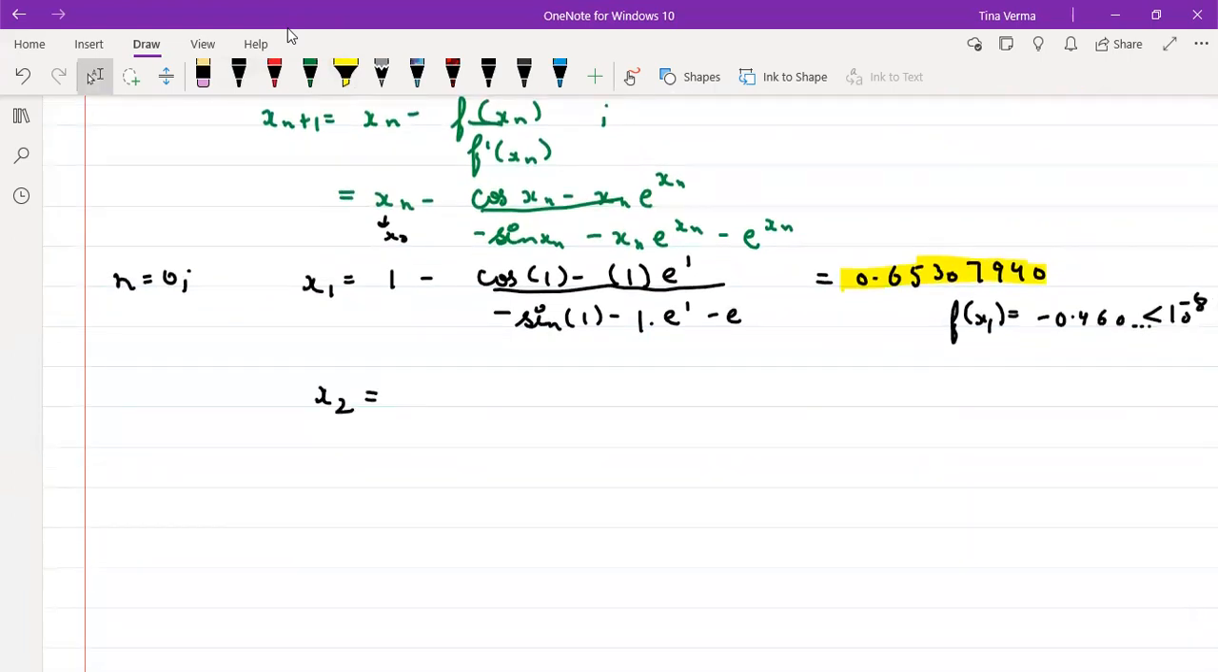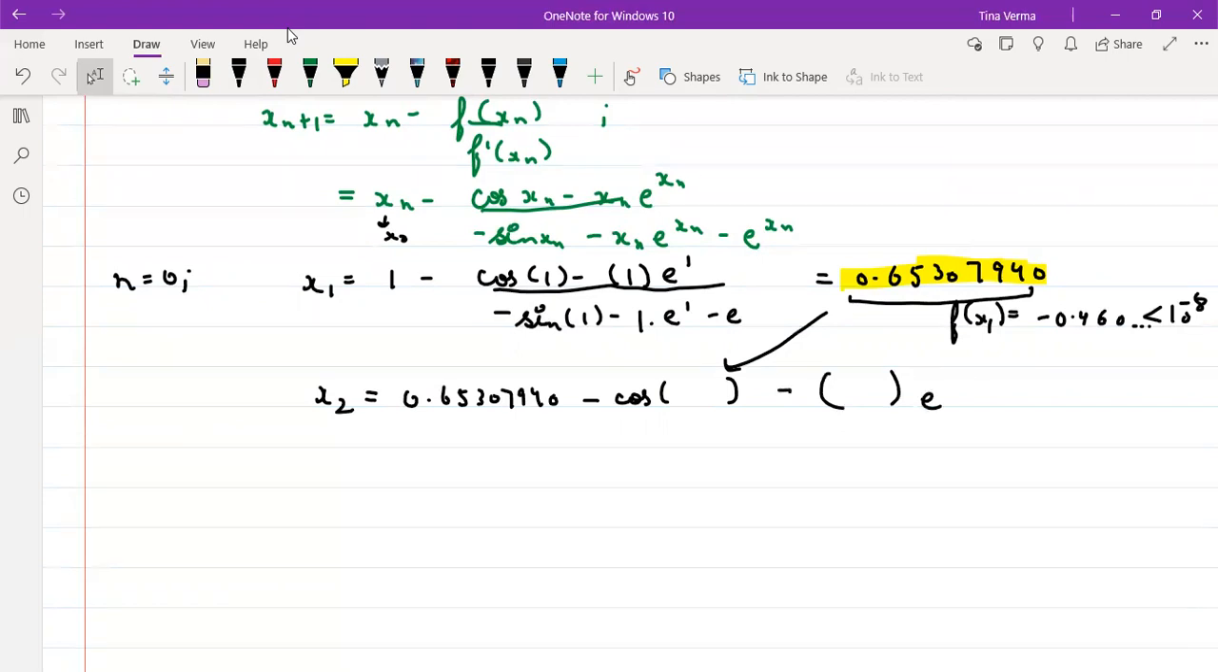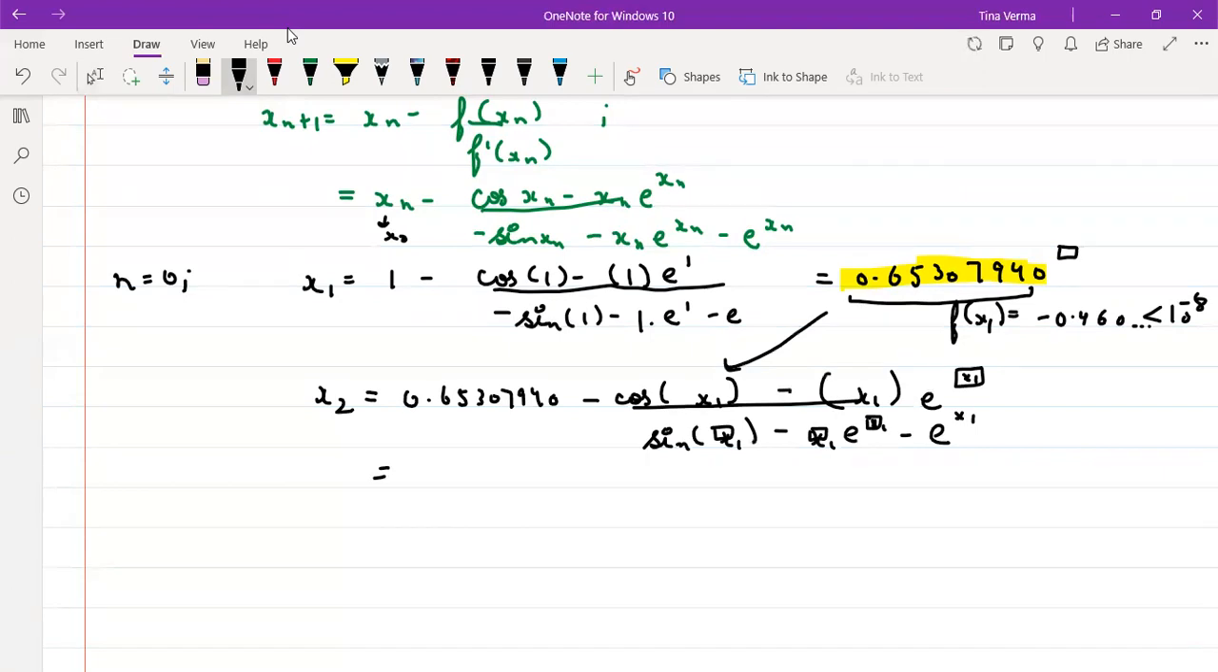What will your next iteration be, x2. Now what will you substitute, what is the value of your x1, 0.65307940, that means this is, minus cos of this thing minus x into this thing and your e raised to the power this quantity divided by sine of this quantity minus, that means you will substitute here your x1 value. So when you calculate, this is coming out to be 0.53134337, right?